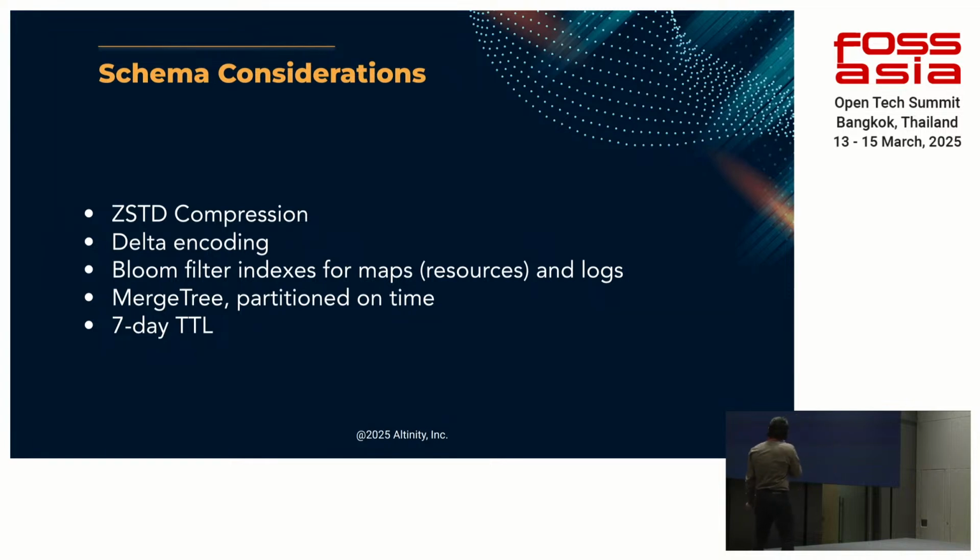So for the schema considerations, we talked about compression. There are multiple compression options in ClickHouse you can choose from, and ZSTD is one of them. We also recommend delta encoding over here. There are Bloom filters that you can set for the logs. And of course, the MergeTree family is one of them, partitioned on time. Like I said, make sure that you partition and set these before you ingest large sets of data so that you don't run into operational issues later on.